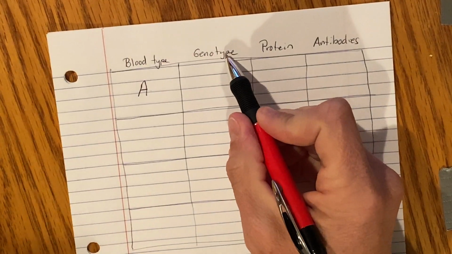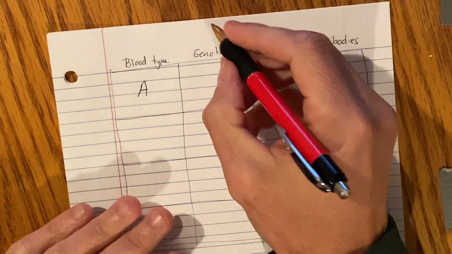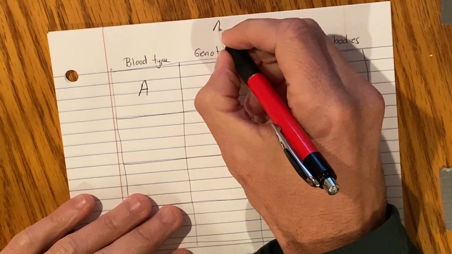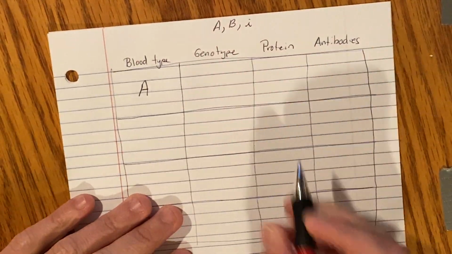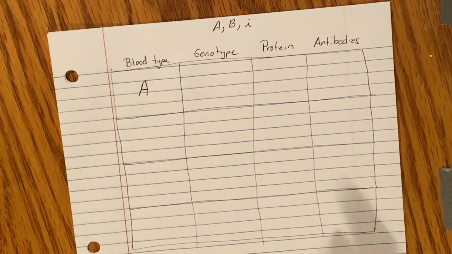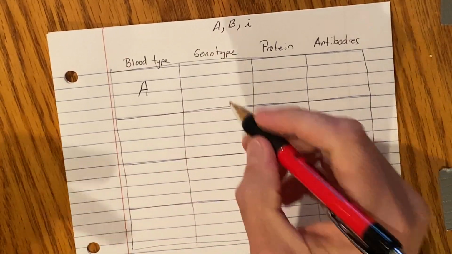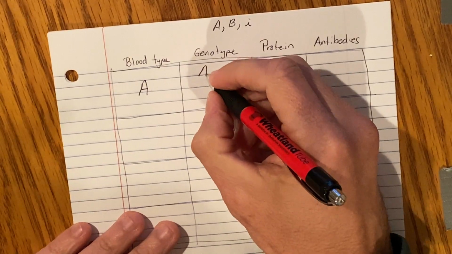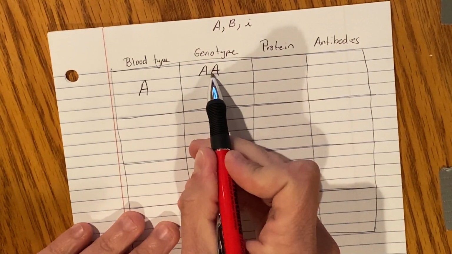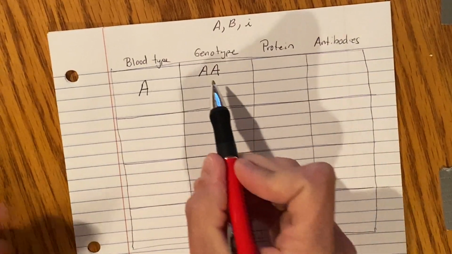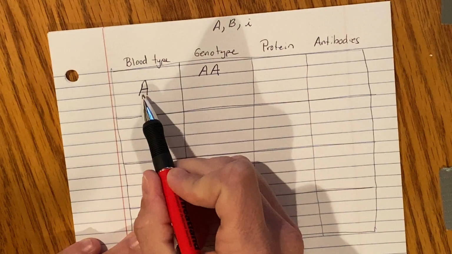What possible genotypes could you have to get A? Now, don't forget, your potential alleles are capital A, capital B, and lowercase i. That's all you have to pick from. So if you want to get A blood type, it's based on the expression. So watch this. If I had 2 capital A's, guess what your blood type would be? A. That's it. Capital A, those are both dominant. They're both the same. You get blood type A.